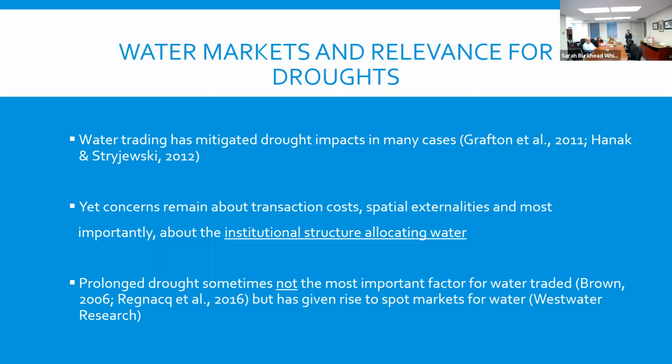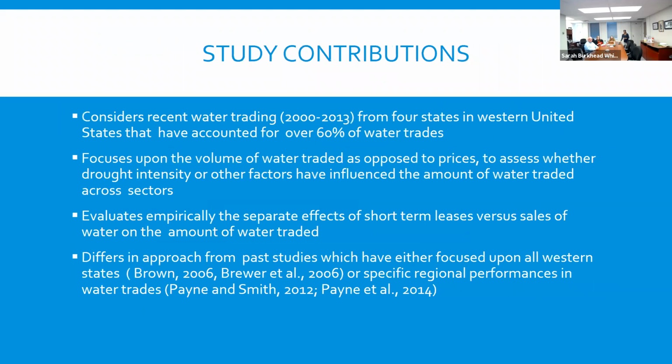And obviously, it has been shown in multiple studies that water trading has mitigated drought impacts, and this is also what my results will show today. But there have been very recent studies I read, like this 2016 California study by Recknack et al. They are saying that droughts may not be the most significant factor that is leading to water trade, which may be true because many cities just need water for their development. And that's why you will see in my data set I've included some states which have a population of cities who need water.